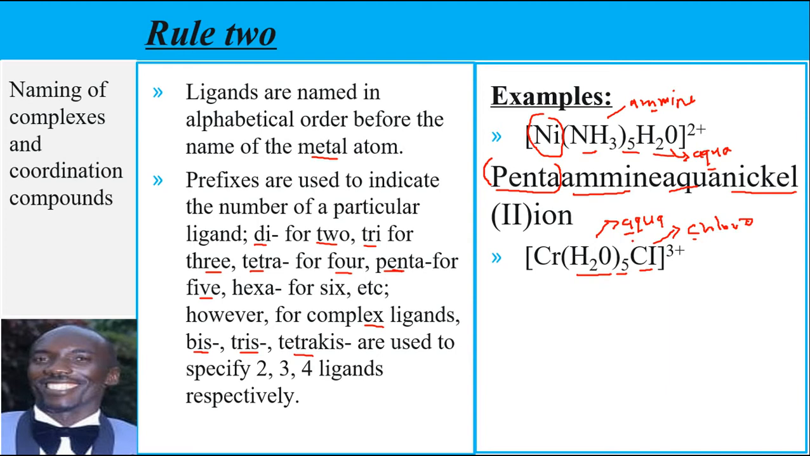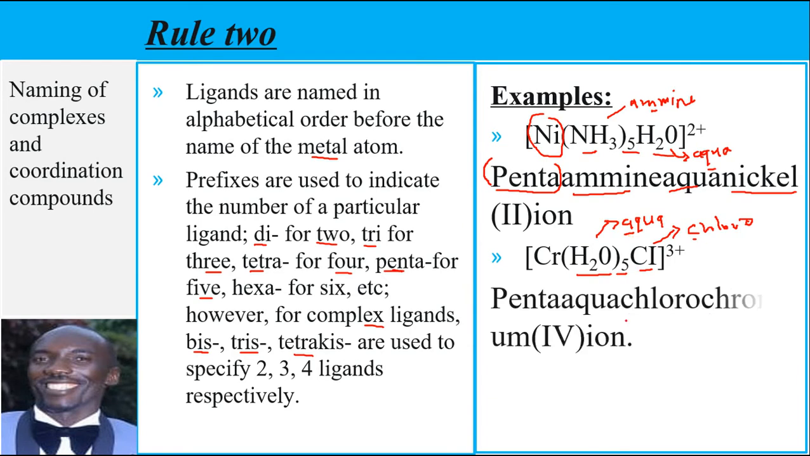Then we put the number of ligands of water, which are 5. Prefixes are the ones that come first. So it must be first, then followed by chloro alphabetically. So the name will be penta, which stands for the number of water ligands. Aqua, the name of the water ligand. Then chloro, which stands in for the chloride ligand. Chromium, this is the metal atom. Then for iron, we shall look at how this 4 comes in as we move on. So each rule matters.